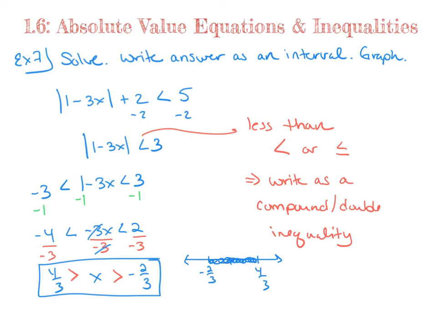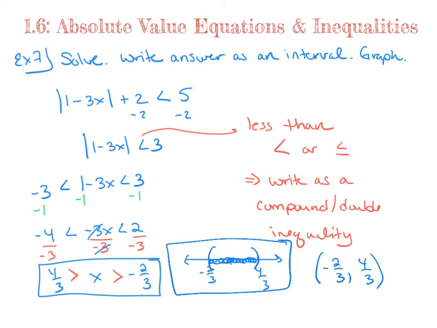And since they don't have equal signs underneath them, we have parentheses. So as an interval answer, our answer would be parentheses negative 2/3, comma, 4/3, close parenthesis. So there's our graph, and there's our interval notation.